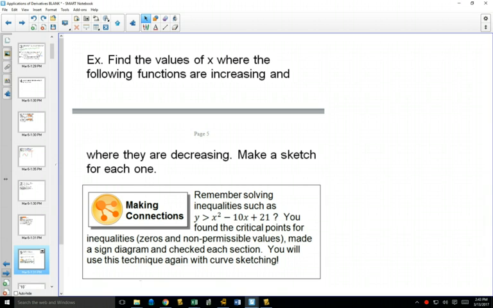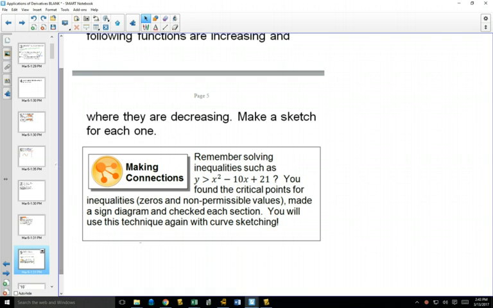So we are going to find out where the following graphs are increasing and decreasing. We're going to learn sort of the formatting way that we can show this for each of these graphs and then make a sketch. Some of these graphs are going to be things that you know how to graph from before. Okay? And just as far as making a connection, do you remember solving quadratic inequalities? Like this one, y equals x squared minus 10x plus 21. You would have found out where it was equal to 0.